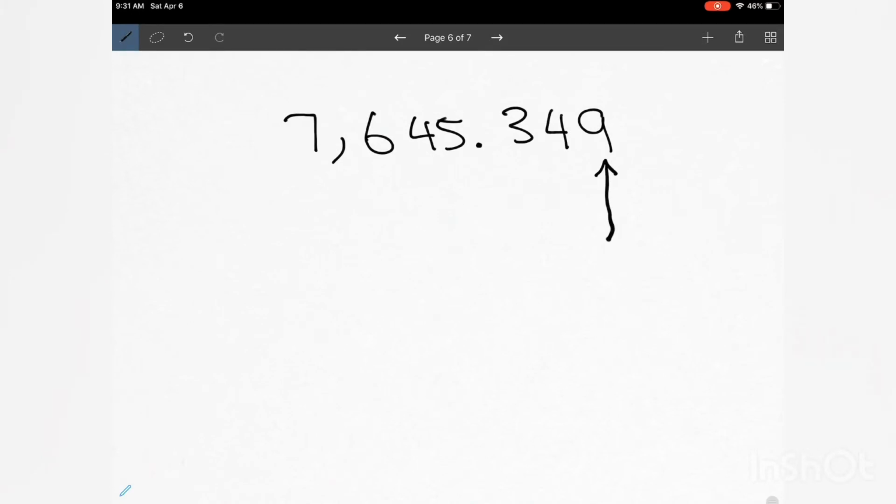Now let's make up our own few numbers. I'm going to do 7,645.349. Okay, so I want you to tell me what this place value is and what this place value is. Remember, this one's to the left and this one's to the right. I'll give you 5 seconds.